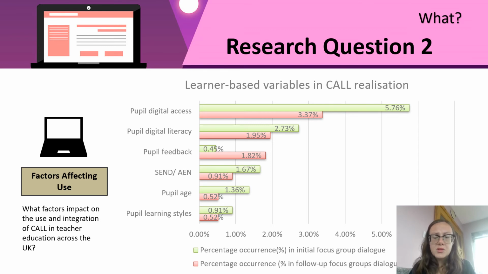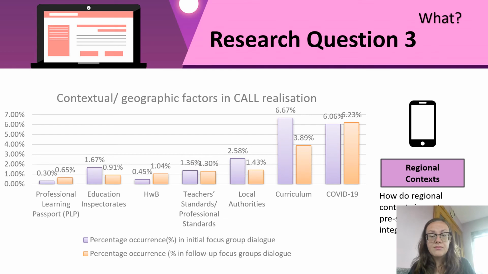So student teachers were very mindful about the digital access of their learners, the digital literacy, the feedback that they might receive from their learners, whether there were any additional educational needs, the age of their learners and learning styles. So they're recognizing that they don't just use CALL to suit them, but very much have an increased focus in thinking about their pupils and the learners in the classroom.